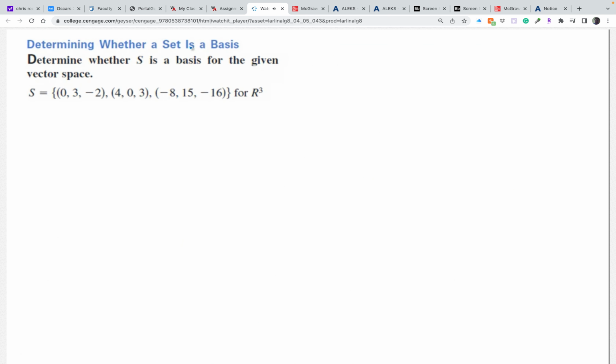Determining whether a set is a basis. Determine whether S is a basis for the given vector space. So we have the set S, which has the first vector 0, 3, negative 2, the second vector 4, 0, 3, and the third vector negative 8, 15, negative 16. And this is for R3. So we'll take a look at what the conditions are for being a basis.